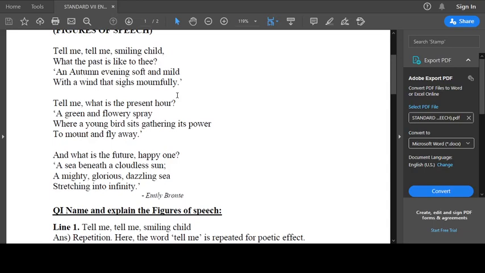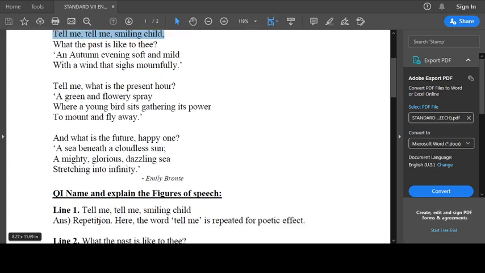Now see here children, we look at the first figure of speech over here. Can you see line 1? This is a poem, line 1. Tell me, tell me, smiling child. Can you see how it's repeated? It is repeated twice. So which figure of speech is it? It is repetition. Why? Because here the words tell me are repeated for poetic effect.